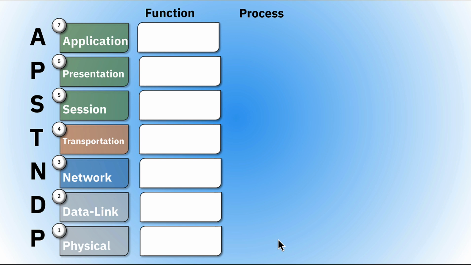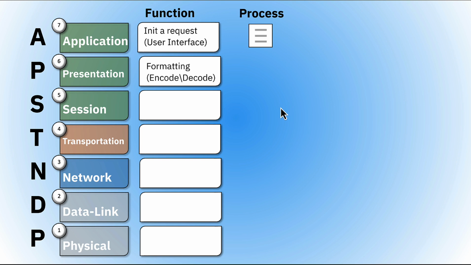Let's take a look at the functions of these layers. The application layer is going to initiate a request. It's the user interface, for example, a web browser. So for example, you're going to get a web page, and at the server end we have the process, which is going to be the web page. The presentation layer is responsible for formatting, which includes encoding or decoding depending on which direction you're going. So we have our information encoded.